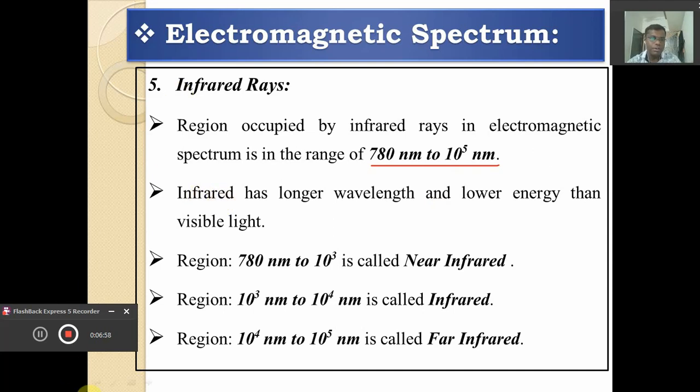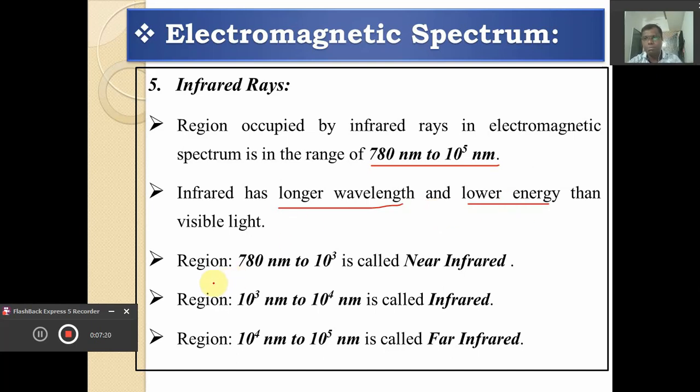Infrared radiation has a longer wavelength and lower energy than visible light. It means that if we compare IR radiation with visible light, the IR radiation has a longer wavelength, a greater value of wavelength, and a lower frequency or energy than visible light.